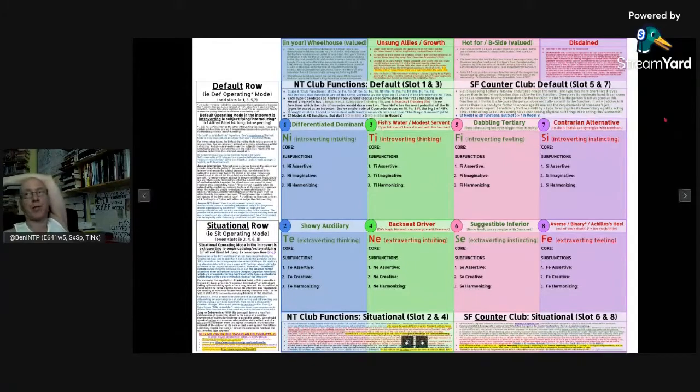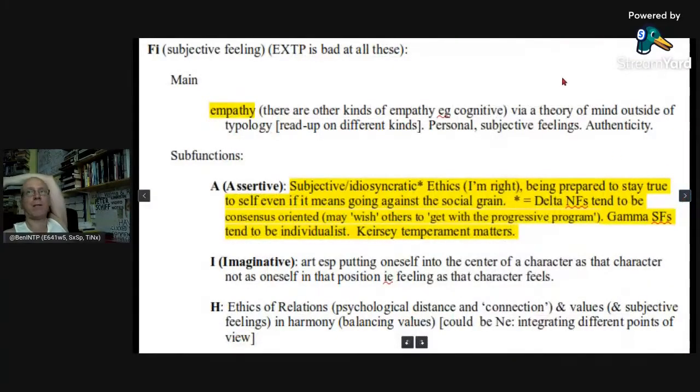So now we're going to get on to some aspects of this, how a type might dabble. So again, empathy. Yeah, INTJ can be empathetic for the people that it's close to. Yeah, subjective feelings, authenticity. But their main approach to things is rational. Be rational. Again, they will assert things, their subjective idiosyncratic ethics. I'm right. Being prepared to say it's true, even if it means going against.